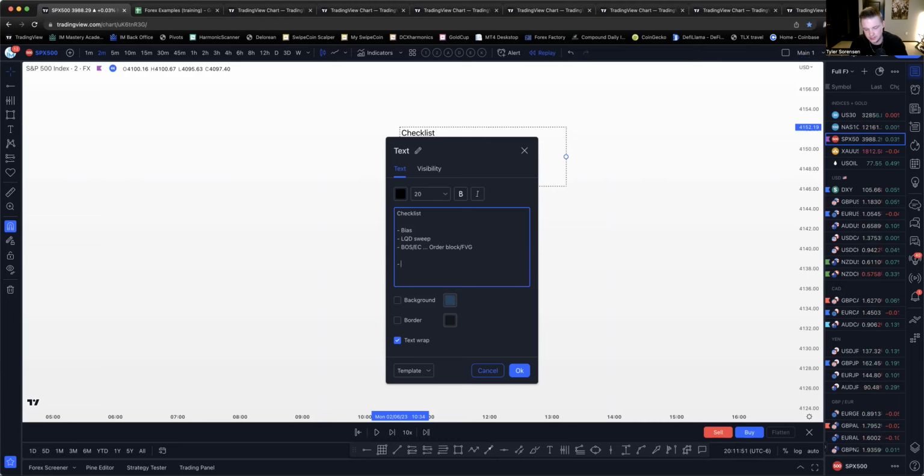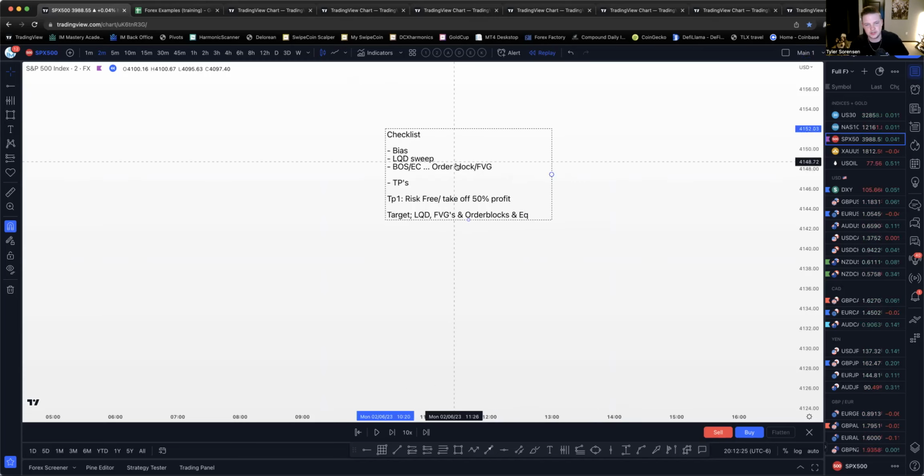And then for TPs, TP1: risk-free, or stop loss to break even. Take off 50% profit. Target liquidity, FVGs, and order blocks, and equilibrium if you want to. So guys, that's the checklist right there for S&P 500.